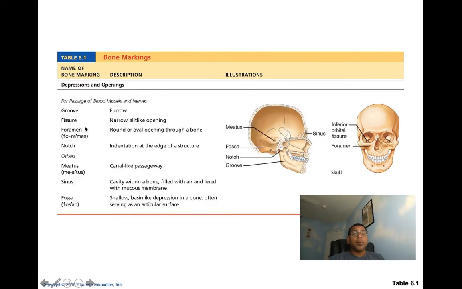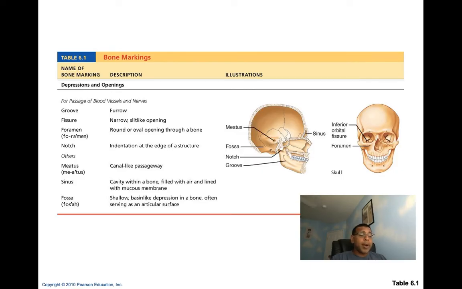Next is the term groove. Groove is a furrow, a passage again for blood vessels. Next is a meatus. A meatus is a canal-like passageway. Here is the external acoustic meatus, where sound travels through to hit the tympanic membrane. Next is fissure. Fissure is a narrow slit-like opening.